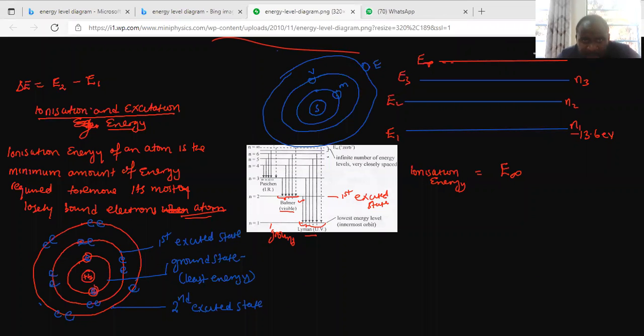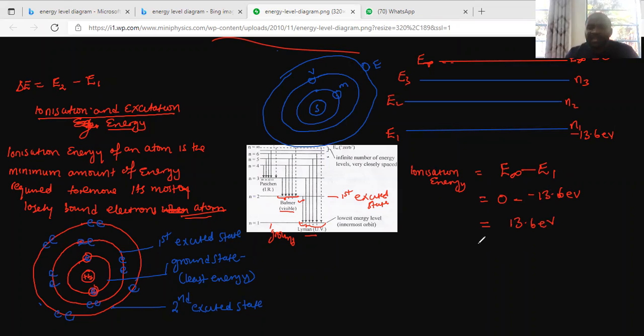So if this energy is 0, this is what is expected. Energy at infinity is 0, so energy at infinity is the maximum. And if an electron acquires that energy, it has gone out of the atom completely. So minus the energy in the ground state, and this will give us 0 minus negative 13.6 eV. So finally, the ionization energy becomes 13.6 electron volts.